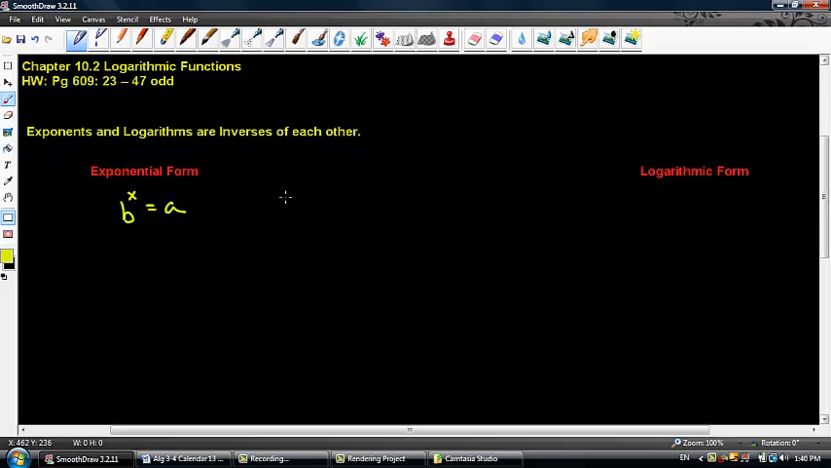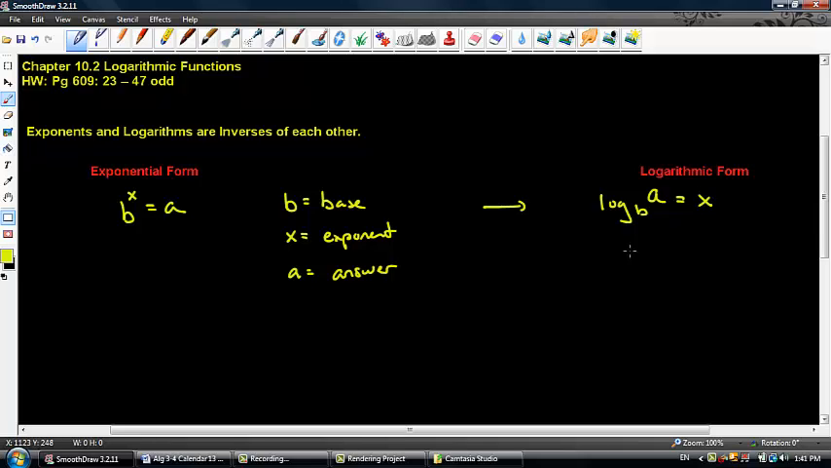We could identify a couple things. We know that b is the base of the expression, x is the exponent, and a is the answer. This would be exponential form. If I wanted to shift this into logarithm form, I would say log, the base is down here, so base b, of a, which is the answer, equals the exponent.